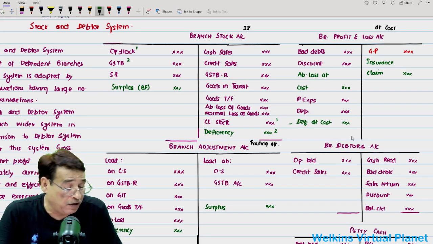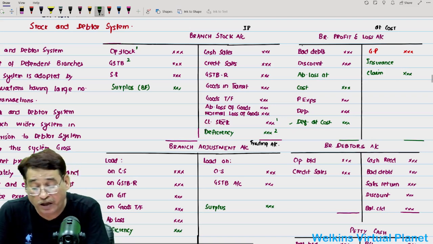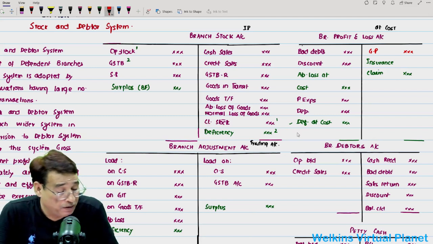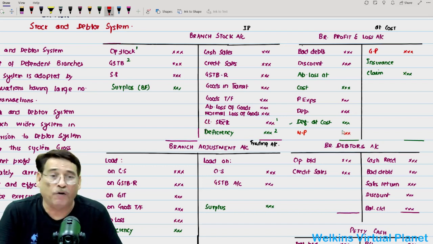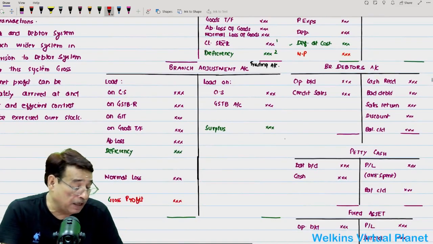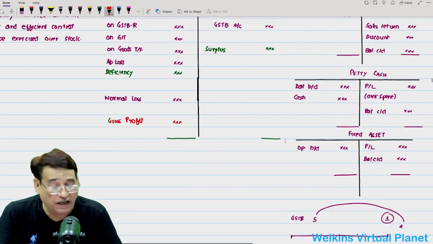So insurance claims will be put over here, and then finally we shall be able to get our net profit. So this will be our net profit. Regarding debtors, I have already told you. Regarding petty cash, I have already told you. Regarding fixed asset, I have already told you.